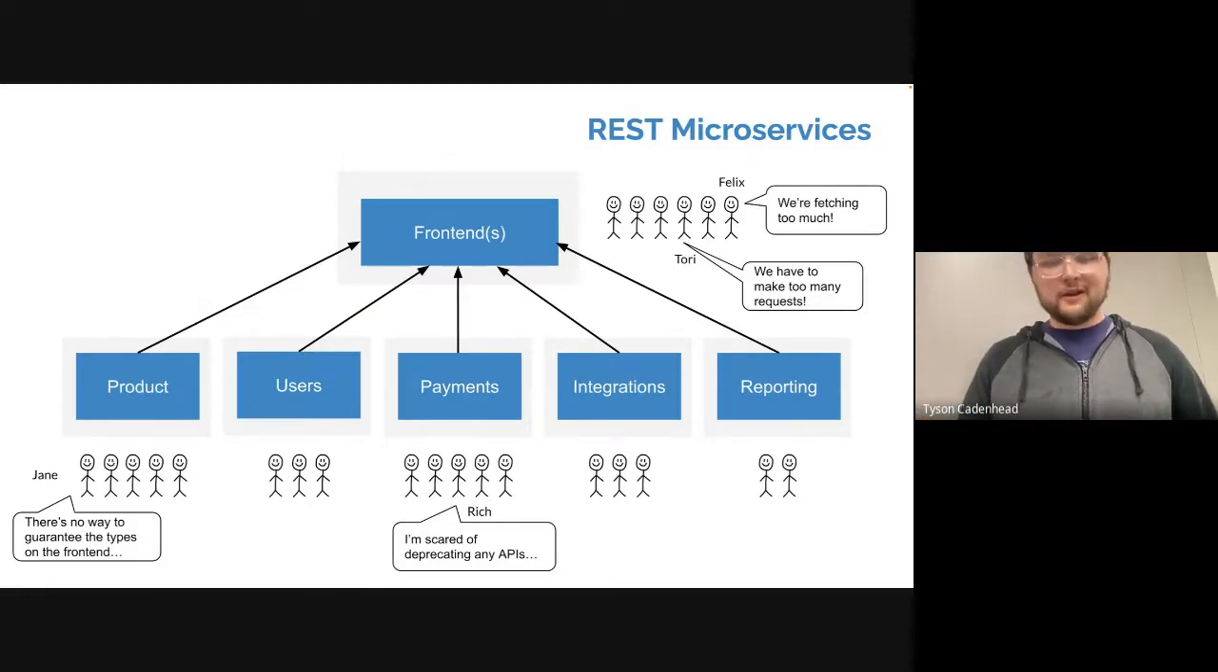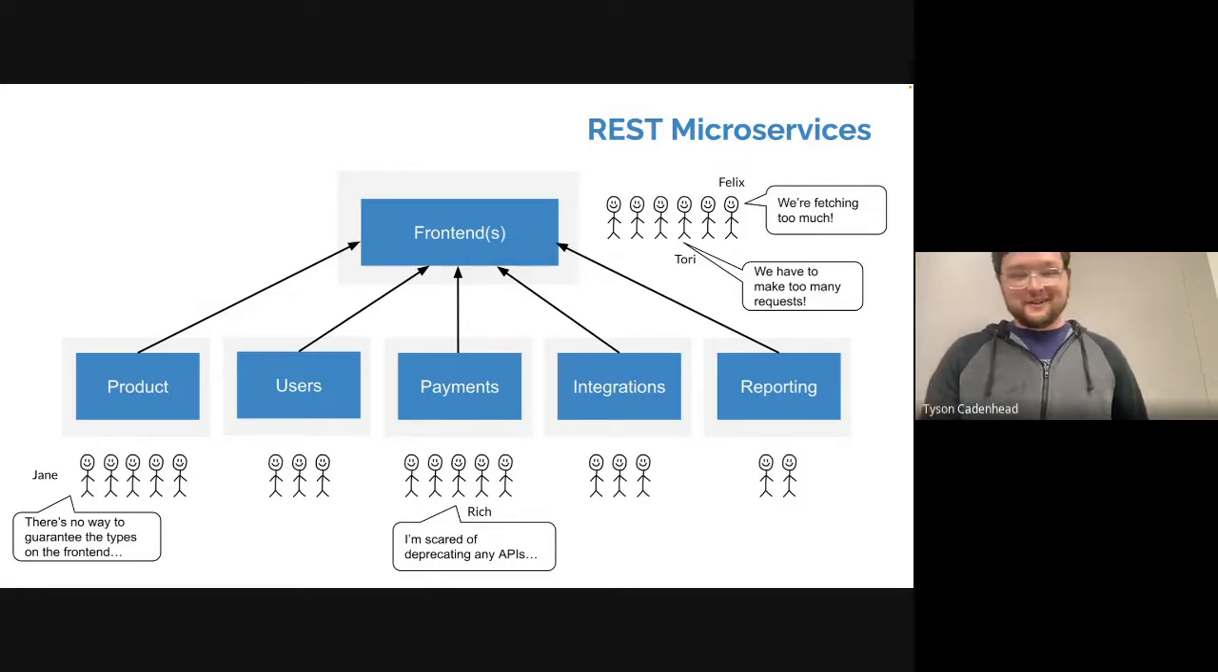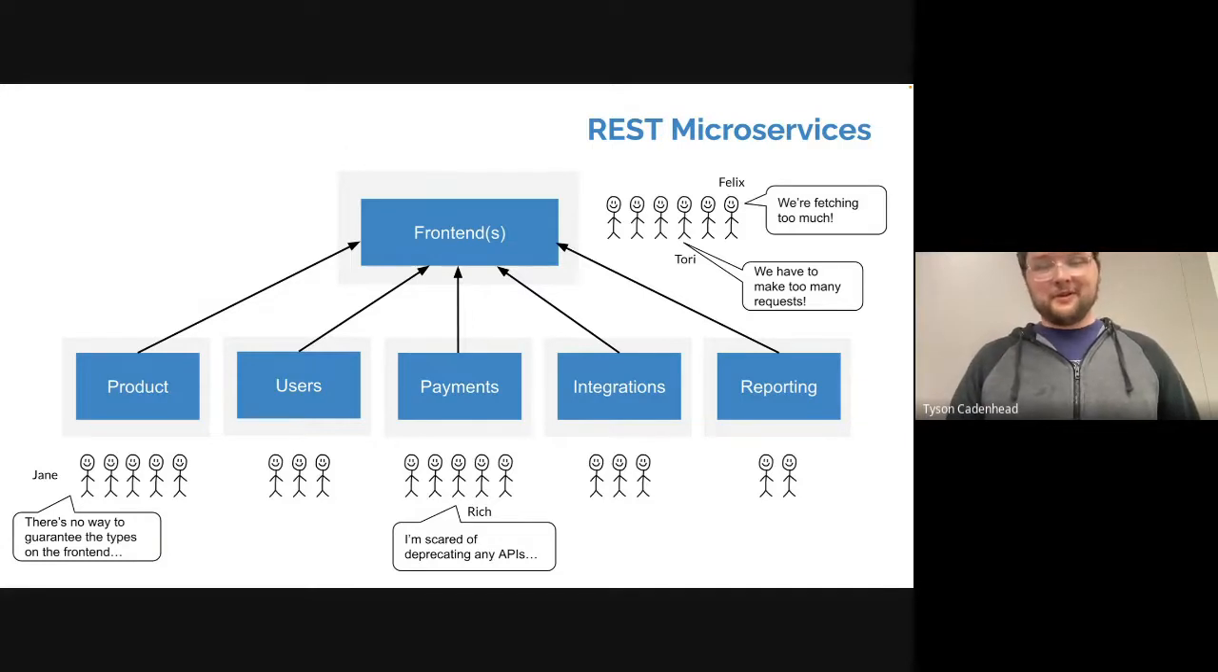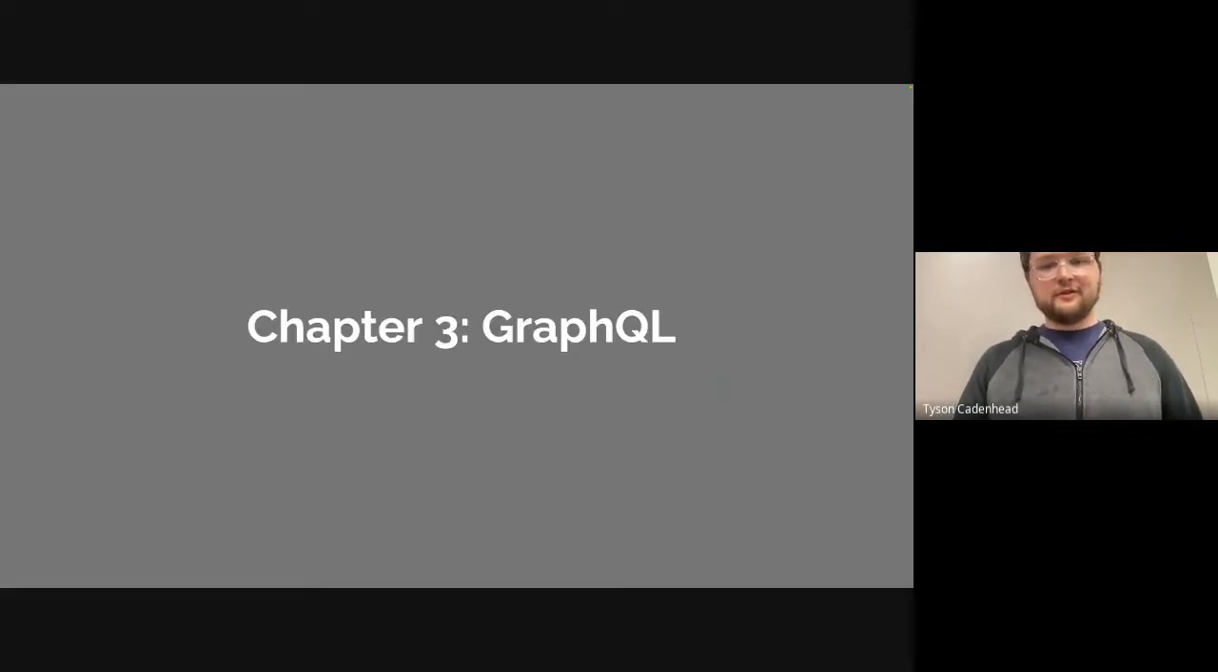And then Rich, who works on the payments API, he's Rich because he works on the payments API. He said, I'm scared of deprecating the APIs, because anytime he would make a change, he would have to make sure that all the front ends knew about it, and there was a lot of communication that had to happen there. So that brings us to chapter 3, GraphQL.